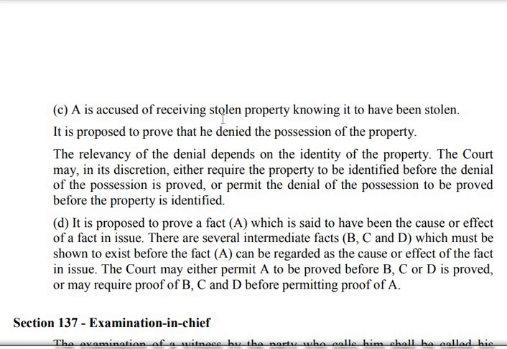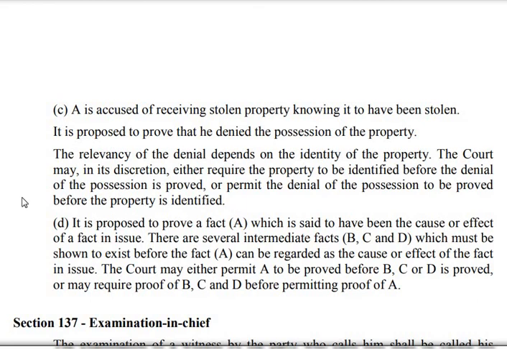A is accused of receiving the stolen property knowing it to have been stolen. It is proposed to prove that he denied the possession of the property. The relevancy of the denial depends on the identity of the property. The court may, in its discretion, either require the property to be identified before the denial of the possession is proved, or permit the denial of the possession to be proved before the property is identified.